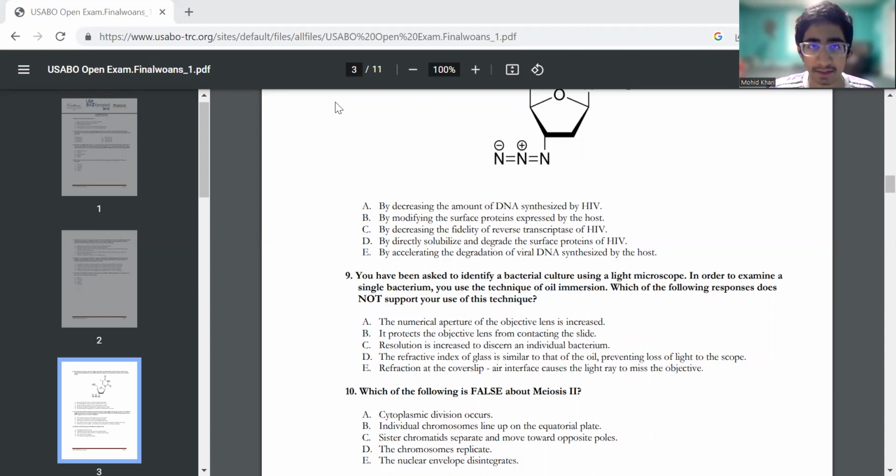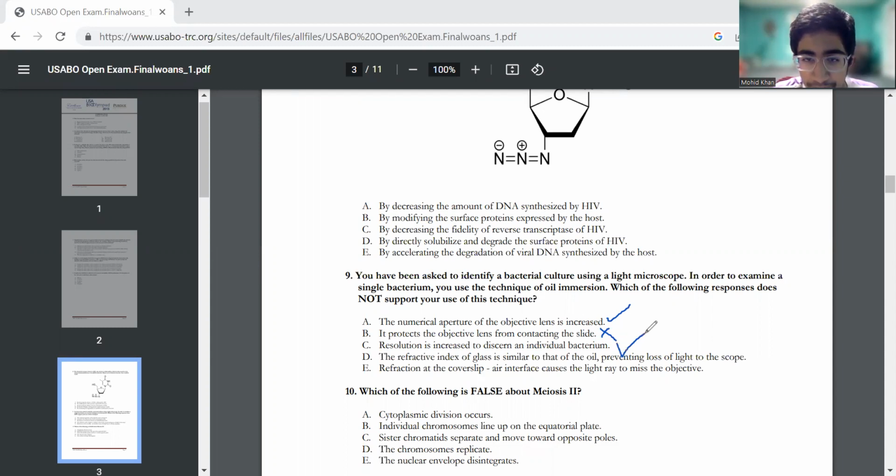Okay, yeah, this is a given. About oil immersion, it protects the objective lens from contacting the slide. I don't think that's what it does. Right now, actually, I would put this one as the X, because it just doesn't really make sense. That's not really the purpose of oil immersion.